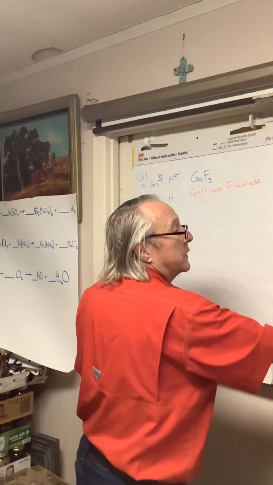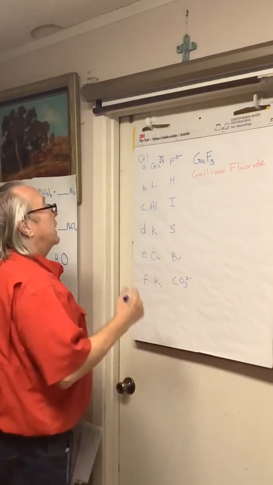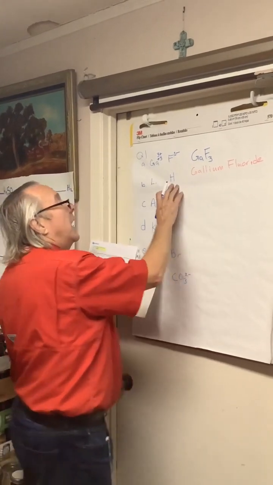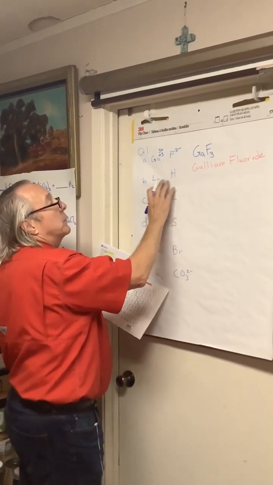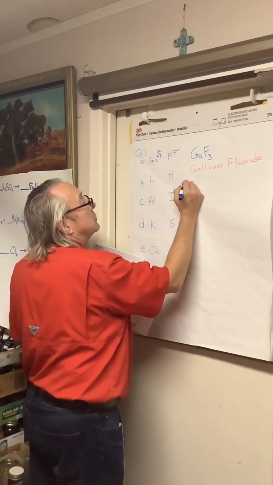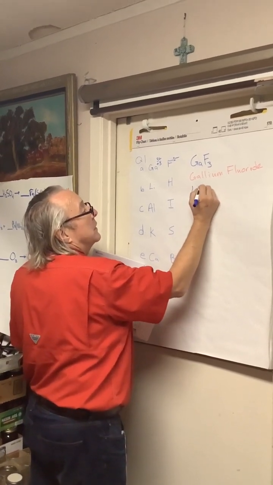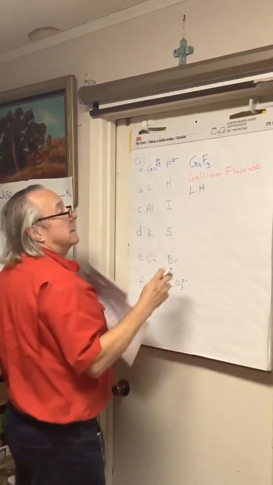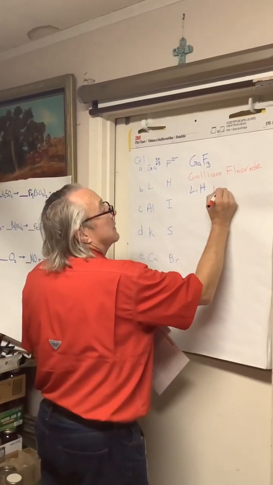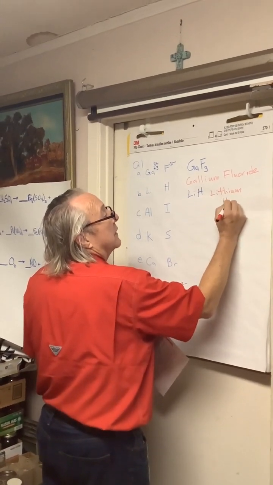I'm going to go through these quickly and answer them for you, showing you how to do it. Lithium is group 1. It's always +1. Hydrogen can be +1 or -1. In this case, though, we're forming the minus hydrogen ion. So we form this compound, lithium hydride, LiH. Lithium hydride.